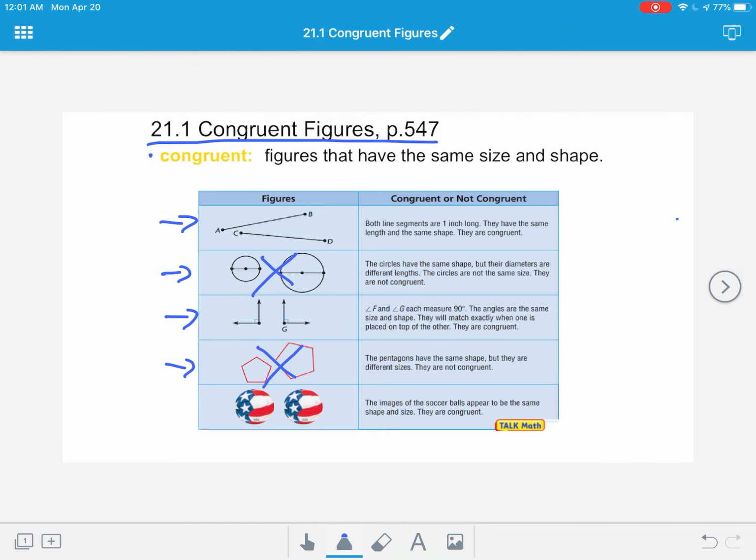Then we have the last row, these red, white, and blue soccer balls. They're both the same size. They're both the same shape. Regardless of their color, although the color is also the same, because they're the same size and shape, that means that they are congruent. So in this chart, these line segments, the 90-degree angles, and the soccer balls were congruent figures.